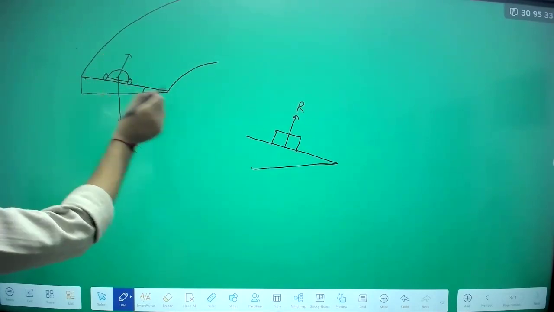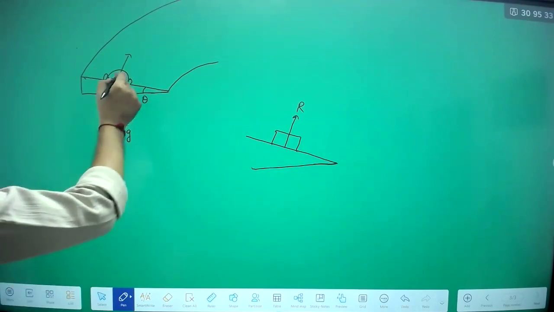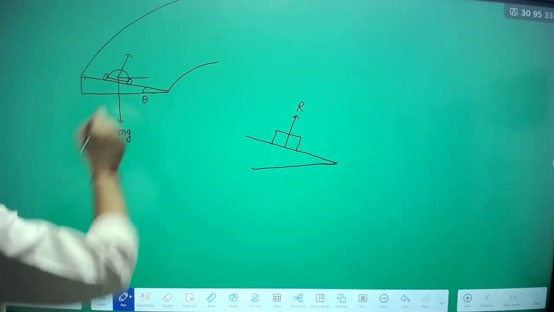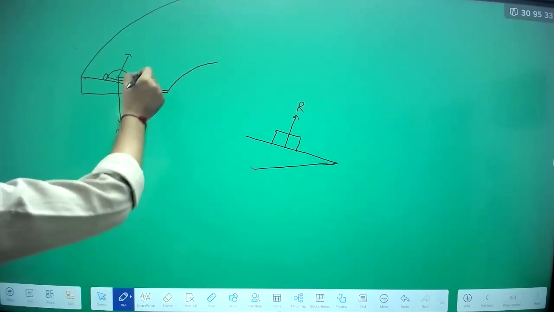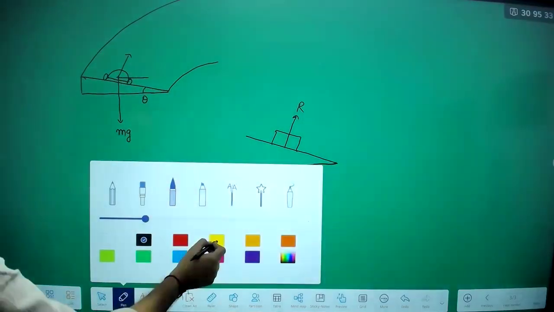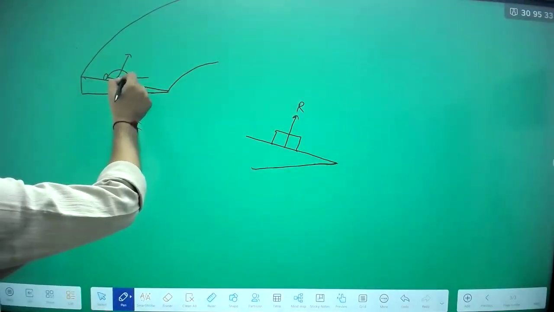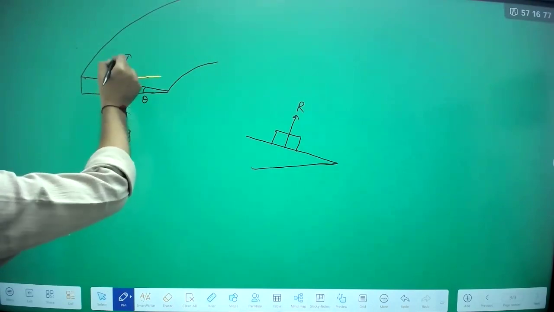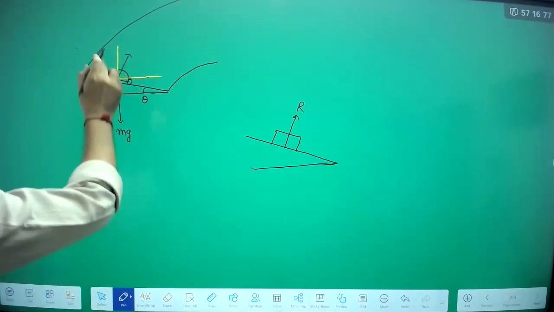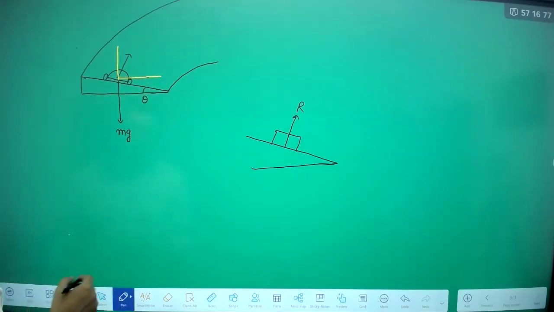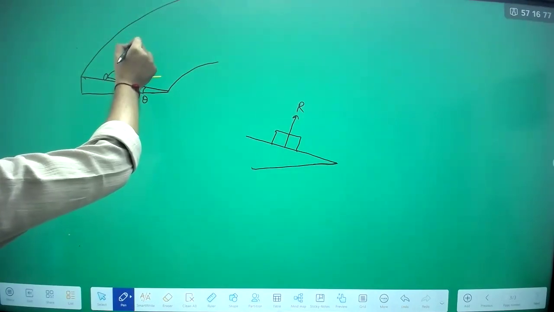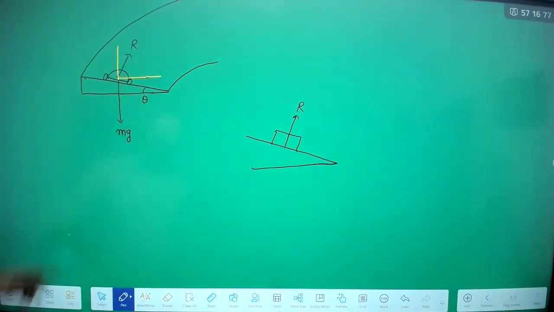Perpendicular to the road. Okay? So if I draw this angle, if I draw this direction here, this horizontal direction like this, and this is the vertical direction. So this is the vertical direction, this is the horizontal direction. And what is this? This is R. So now what will happen?